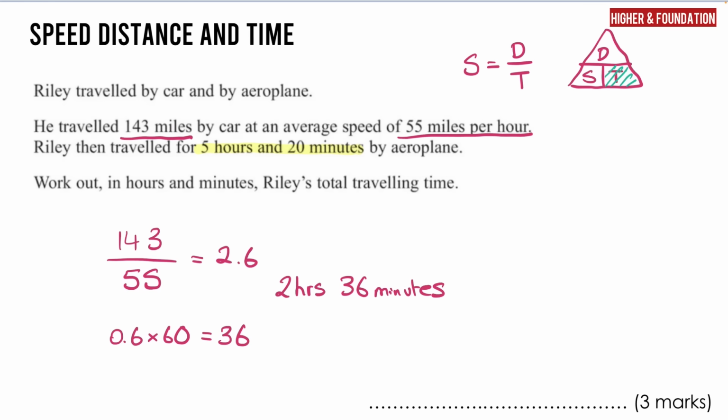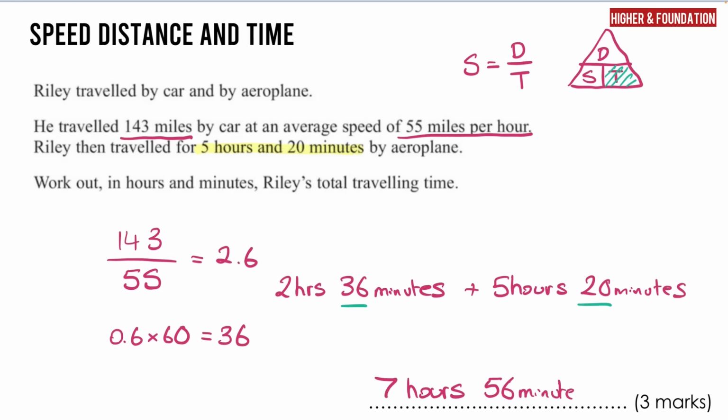Now, of course, this was looking at the total travelling time. So we also have the 5 hours and 20 minutes. Now, as it turns out, this gives us a nice amount of minutes because the 36 and the 20 is not going to go over the 60 minutes. So when we add these together, we get 7 hours, and 36 and 20 makes 56 minutes. So obviously just be careful there. If that does go over the 60, that will of course turn into an additional hour, and you'll have some extra minutes left over. But this one didn't, so 7 hours and 56 minutes for our total travelling time.